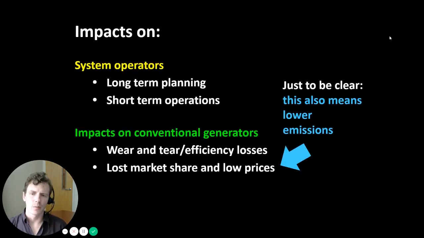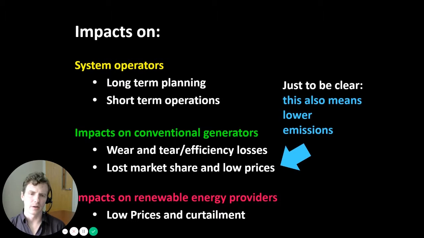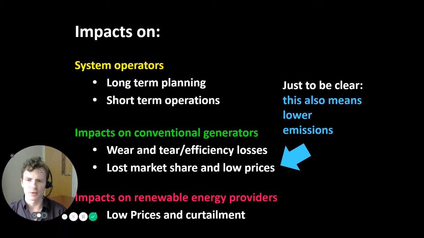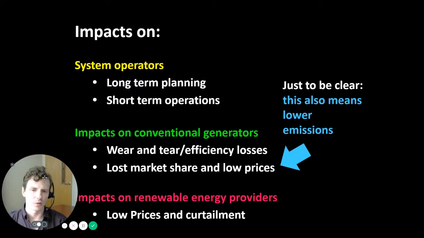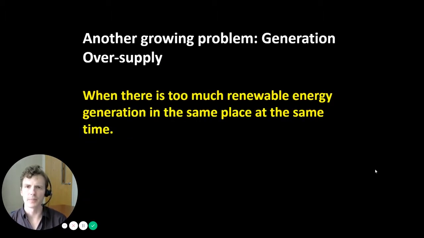Now, just to be clear, when we talk about thermal electric power plants, especially coal and natural gas, losing market share, that also means lower emissions. So it's not all bad. The third impact that increased renewable energy can have on electric power systems is actually by impacting other renewable energy providers. And it does so by lowering electricity prices and forcing system operators to curtail wind and solar because of a temporary overabundance in renewable energy.